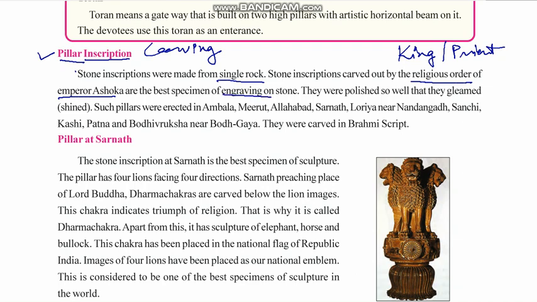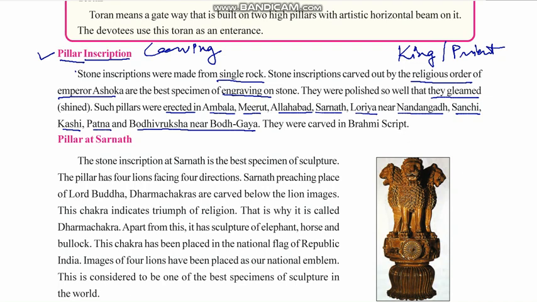Now engraving is the opposite of embossing. Engraving is to cut deep into something. They were polished so well. Those pillars were polished so well that they gleamed, they shined almost in the sun, and it was thought that they were made of metal. Such pillars were erected, meaning made to stand, in Ambala, Meerut, Allahabad, Sarnath, Loria, which is near Nandangarh, Sanchi, Kashi, Patna, and Bodhivruksha near Bodh Gaya. So these were some of the important places where such pillars were erected.